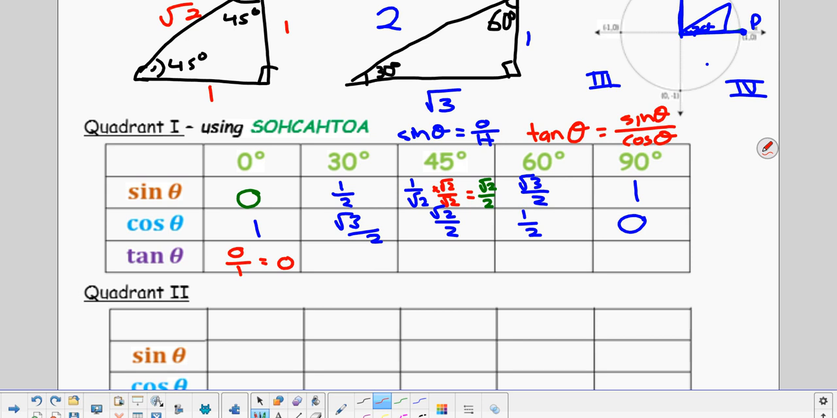And then for tan of 30, just use the triangles. Tan of 30, what was that? Opposite over adjacent. Yeah, 1 over root 3. Can we just make sure everyone's listening? 1 over root 3, because the opposite is 1, the adjacent is root 3.